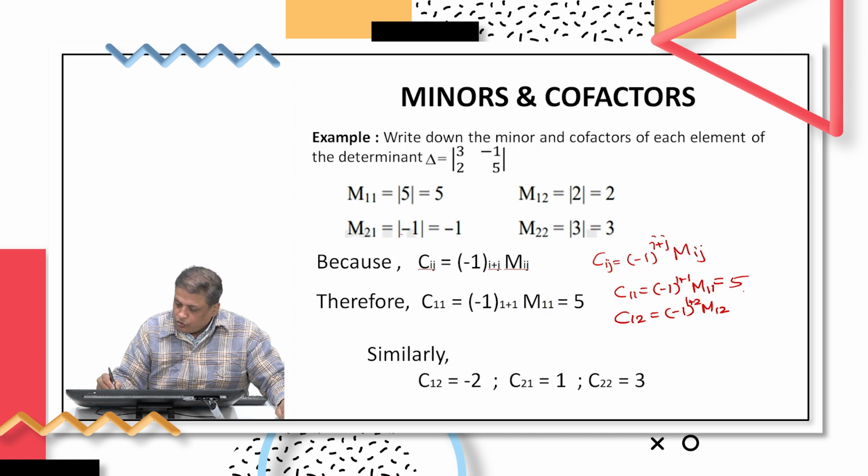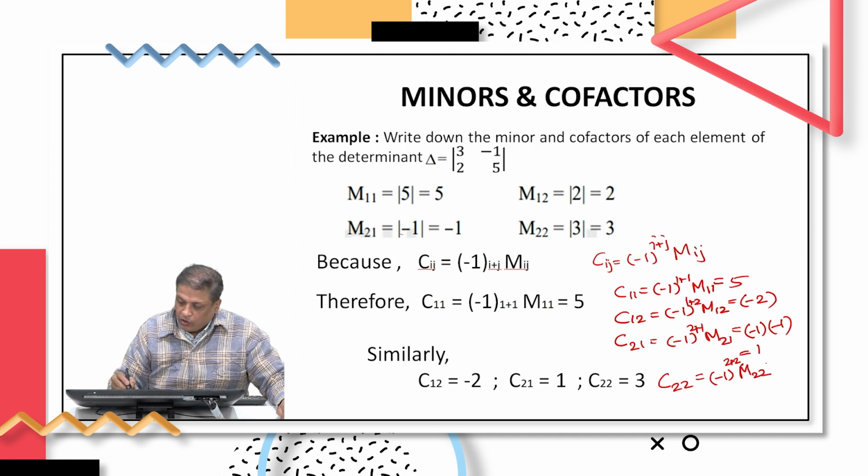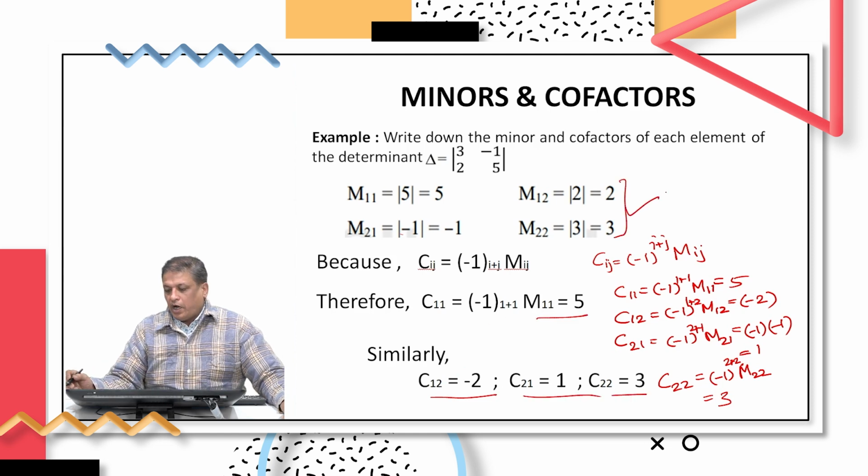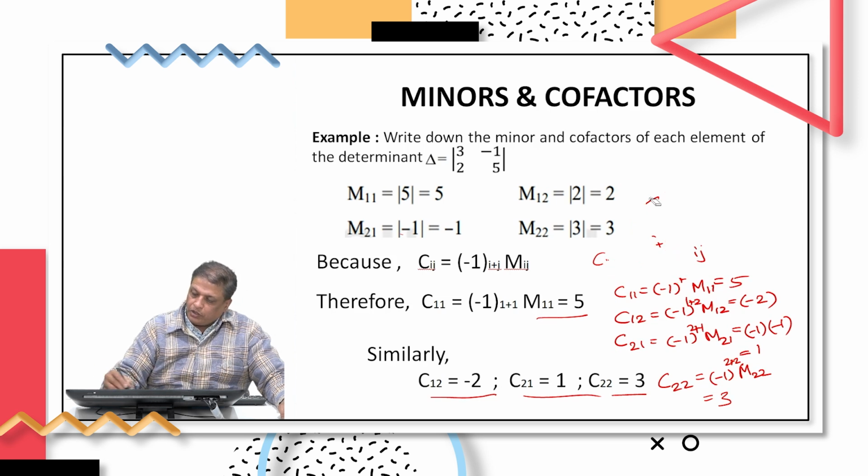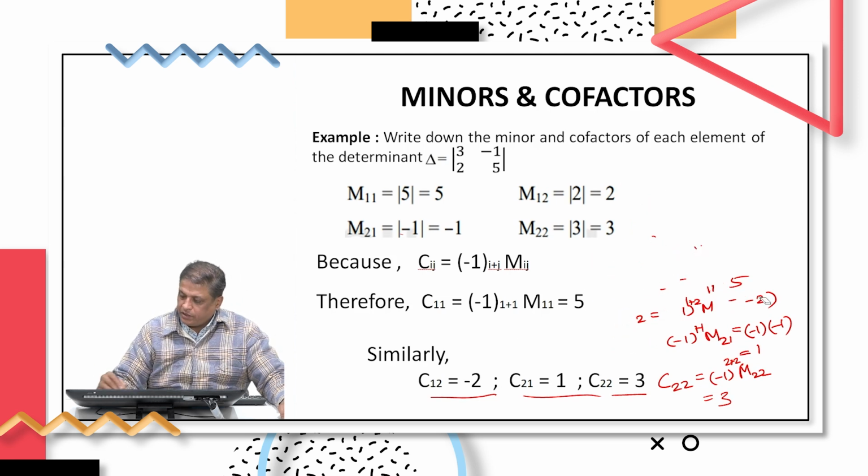C12 will be equal to minus 1 to the power 1 plus 2 into M12. M12 is 2, so that means minus 2. C21 will be equal to minus 1 to the power 2 plus 1 into M21, and M21 is nothing but minus 1. So minus 1 into minus 1 is equal to 1. And C22 will be equal to minus 1 to the power 2 plus 2 into M22. M22 is 3, so this is equal to 3. So we got the cofactors, we got the minors. I hope you understand how to compute the minors and cofactors of the determinants.